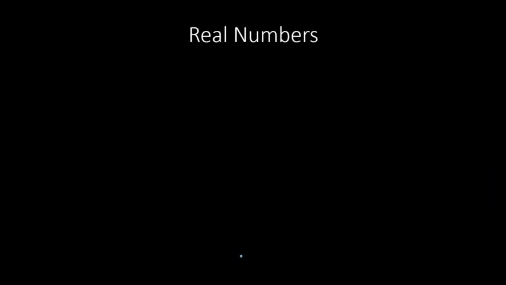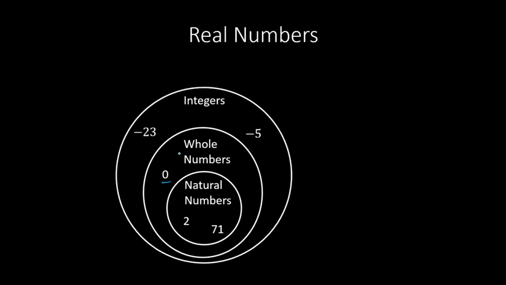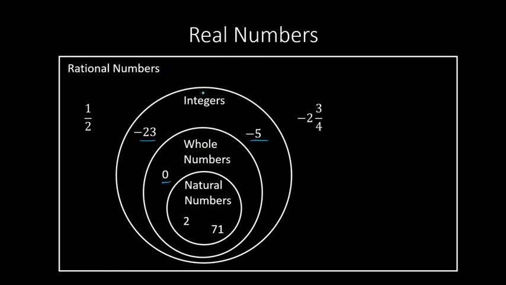Another way to visualize this would be with the following diagram. Here we have natural numbers. Remember, it includes 1, 2, 3, 4, 5, all the way counting forever. Then whole numbers, here in this diagram, would include the natural numbers, but also adds the number 0. And then integers would include everything inside of it, so it includes the whole numbers and natural numbers, but also includes the negative numbers. And then rational numbers includes everything we see inside.